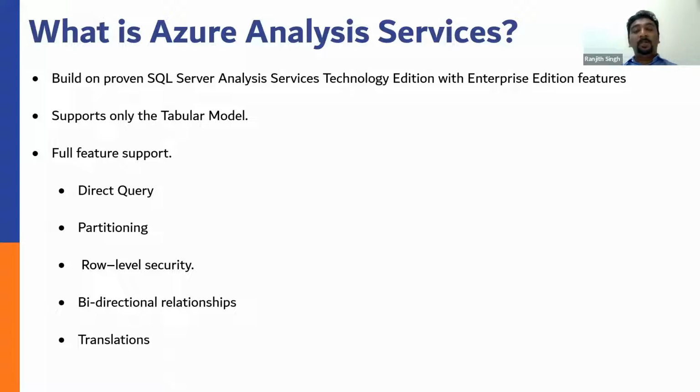Into the cloud, there are two different models available: the multi-dimensional model and the tabular model. On-premise Analysis Services supports both, but on the cloud, it supports only the tabular model. Why the tabular model, I will explain: what is the tabular model and what is the advantage of it over the multi-dimensional model. There is no regret on the multi-dimensional model, but the tabular model is much faster. I will explain a little later.